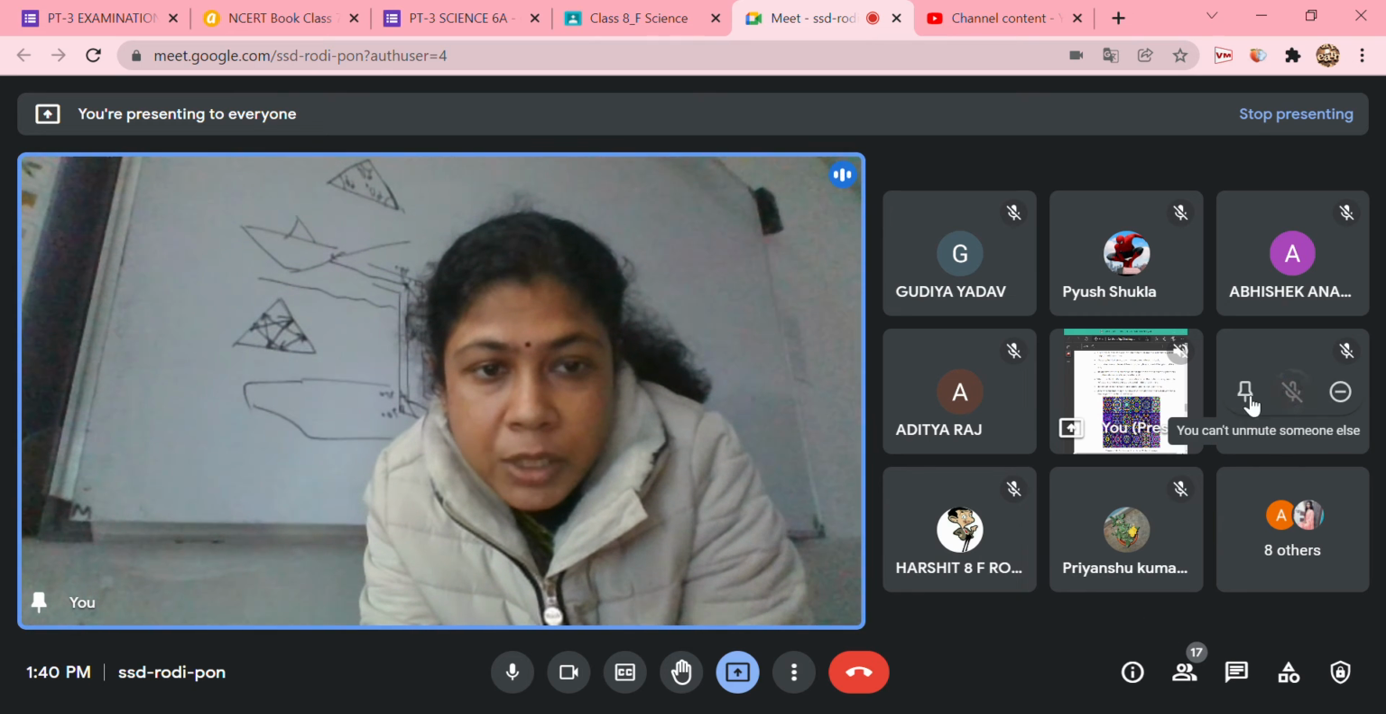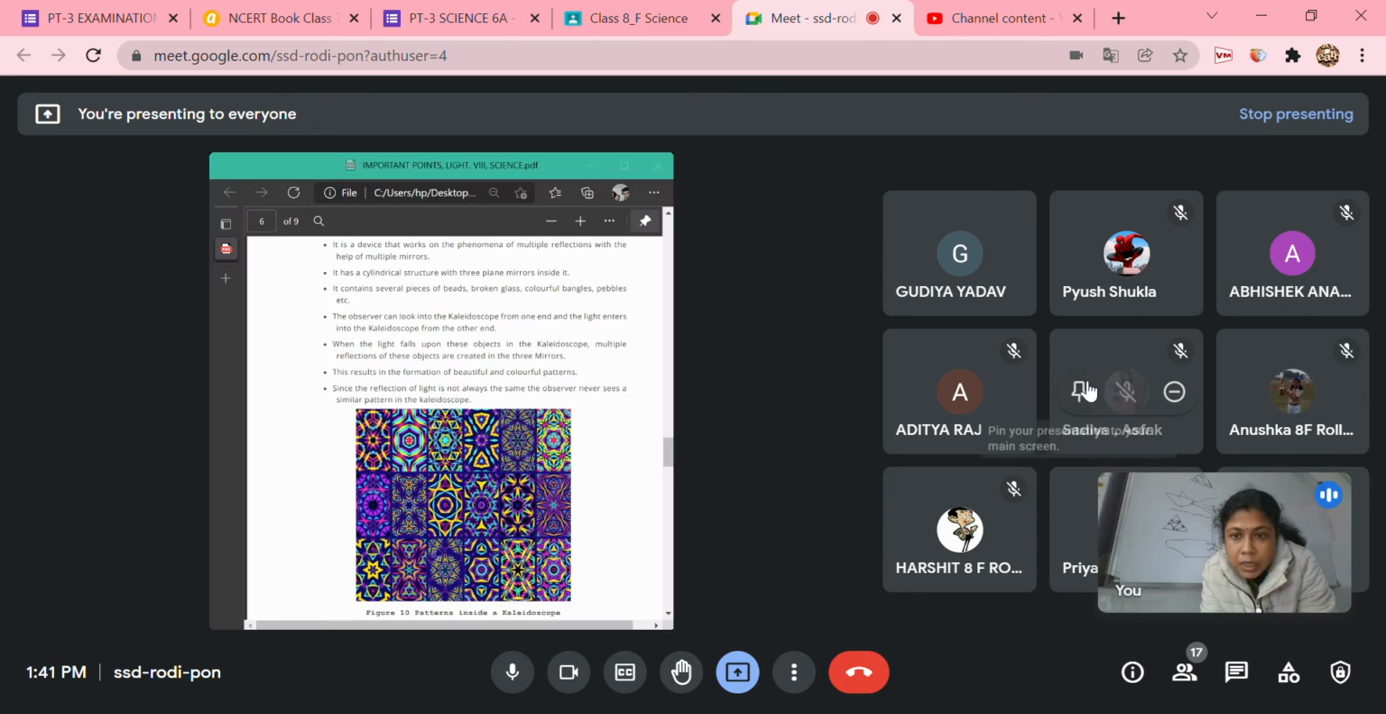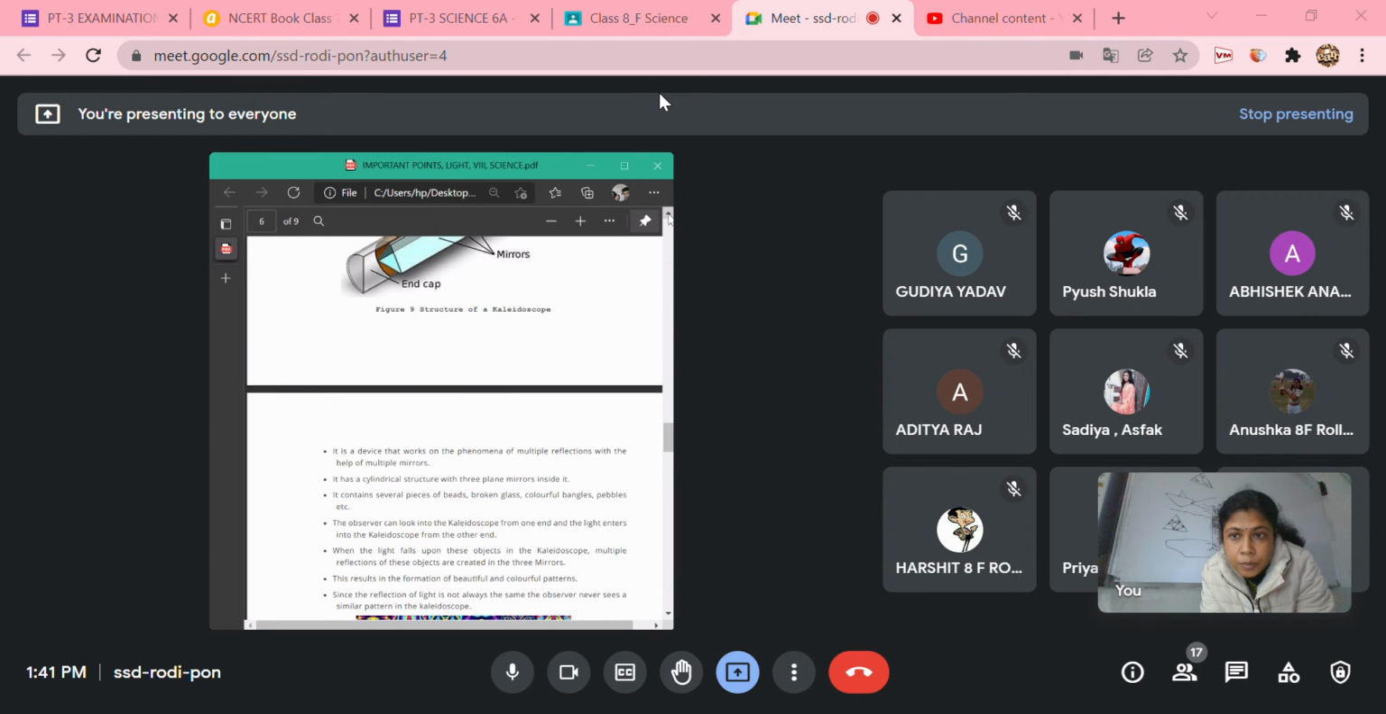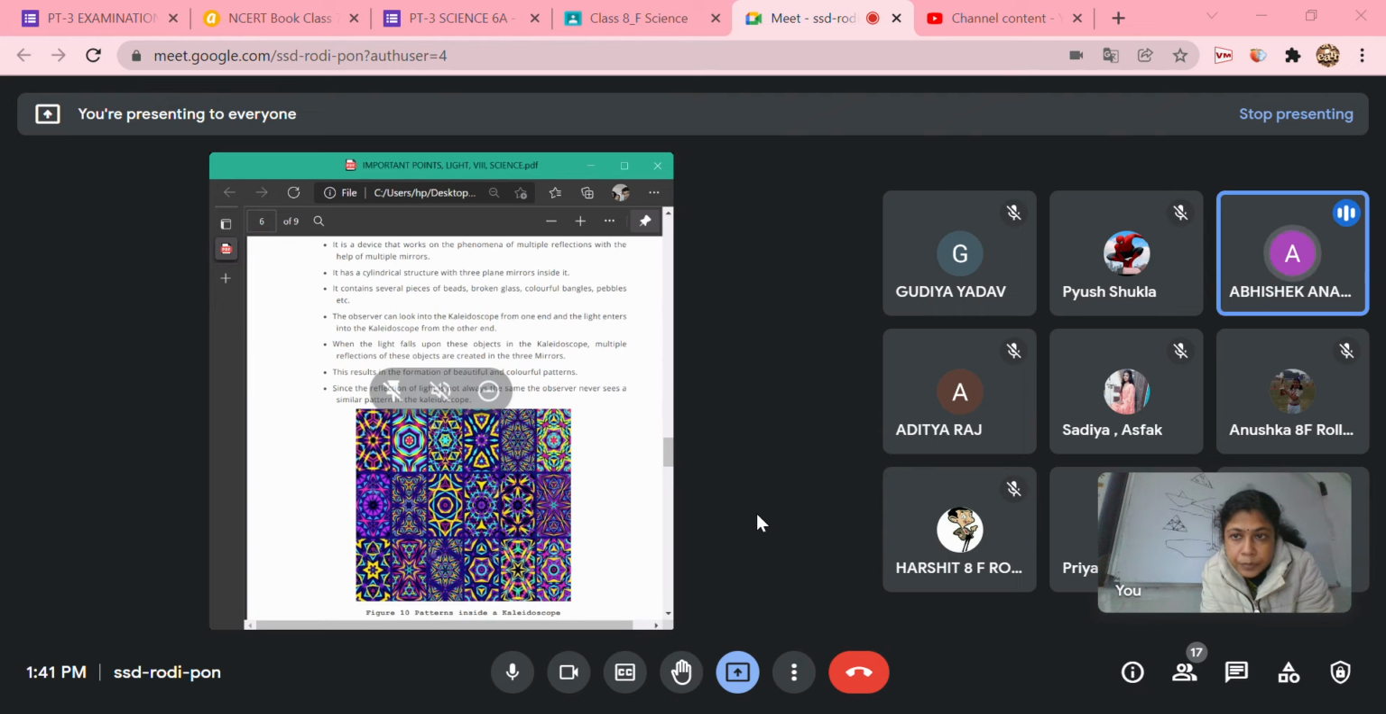Okay, Abhishek, read this part, that is kaleidoscope. Yes, from here. It is a device that works on the phenomenon of multiple reflections with the help of multiple mirrors. It has a cylindrical structure with three plane mirrors inside it. It contains several pieces of beads, broken glass, colorful bangles, pebbles.